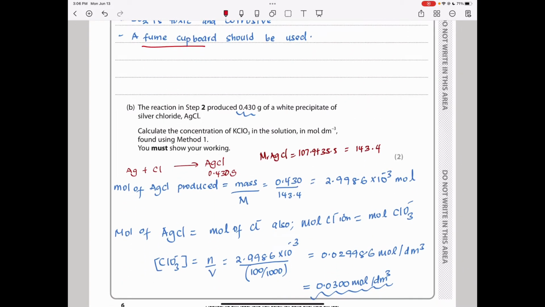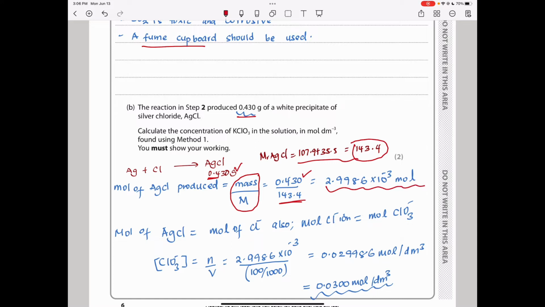The next part says the reaction in step 2 produced that mass of, of course, the white precipitate, which is going to be silver chloride. Calculate the concentration of potassium chloride in the solution in mole per decimeter cubed found using method 1. Now from method 1, we know we have to find the molar masses of each. Silver chloride has a molar mass of 143.4. So since they told us this is the mass that was obtained, we begin by finding the number of moles of silver chloride. Number of moles of silver chloride will be the mass, which we have seen is here, divided by the molar mass, and it gives us those moles. If you use a calculator, you get the answer.